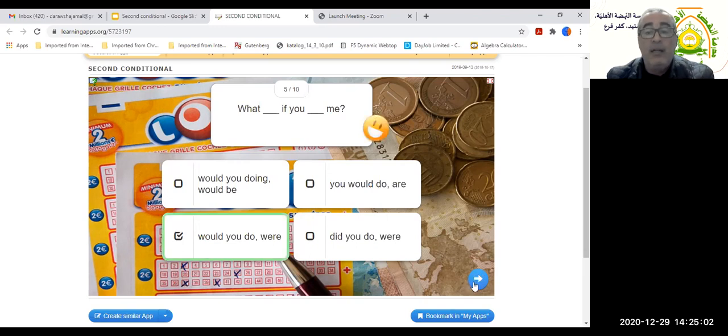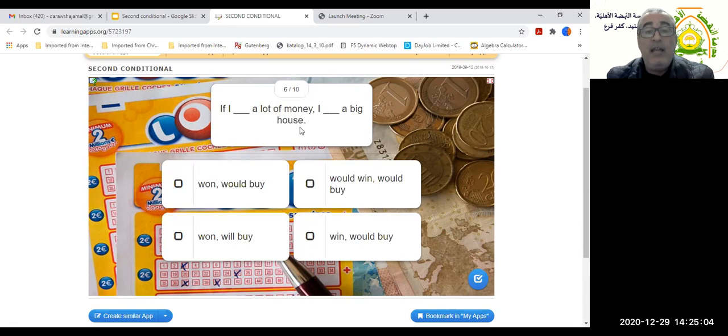If I a lot of money, I a big house. Which one? Excellent. If I won a lot of money, the second conditional, in the if clause we have the past simple won, and in the main clause or the result, I would buy a big house. Excellent.